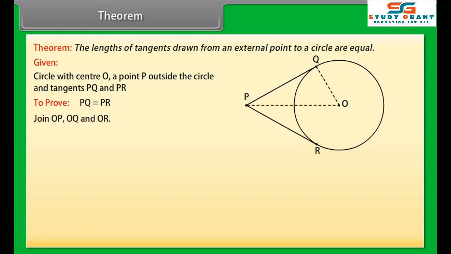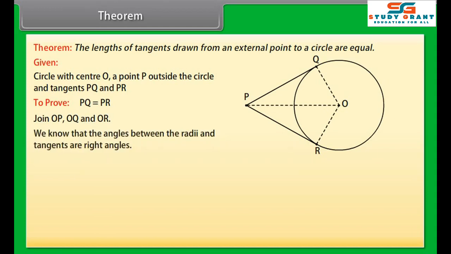Let's join OP, OQ and OR. Now we know that the angles between the radii and tangents are right angles. Therefore, angle OQP and angle ORP are right angles.